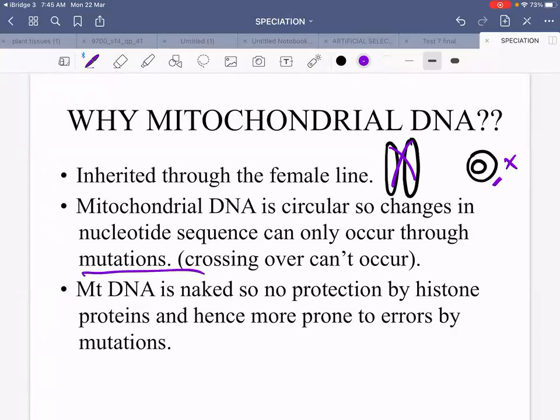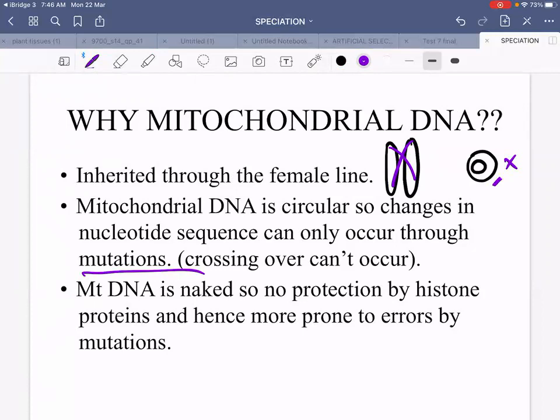Mitochondrial DNA is a naked DNA, and so no protection takes place by histone proteins, and hence it is more prone to errors by mutation. So that is why, in order to study the genetic differences between two species, we can also do that by studying the nucleotide sequence of mitochondrial DNA. Why have we chosen this? Because mitochondrial DNA is very special.